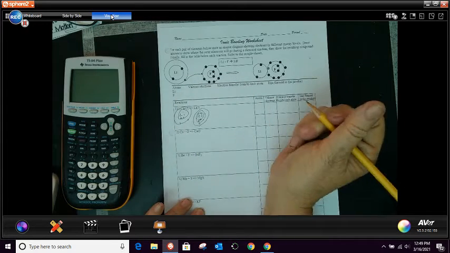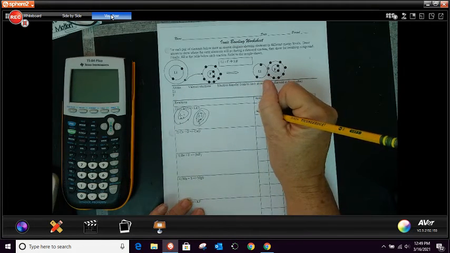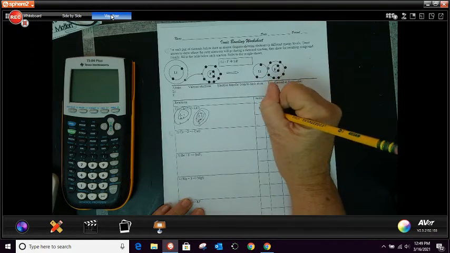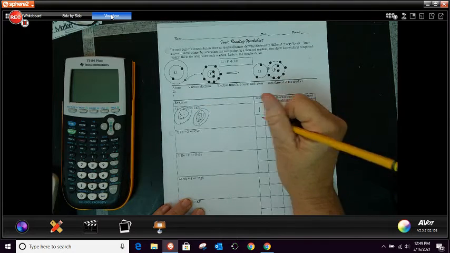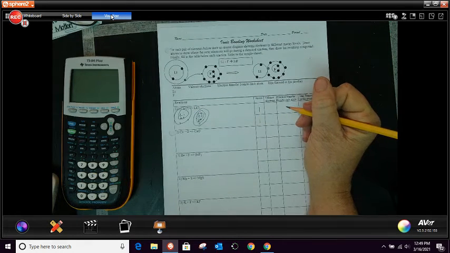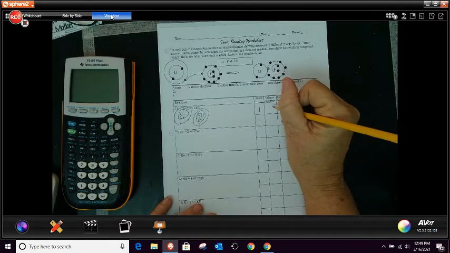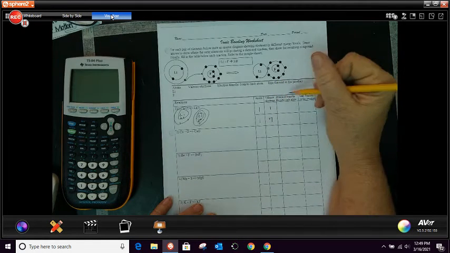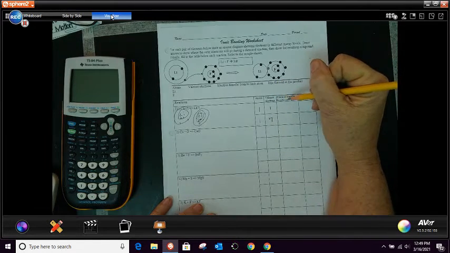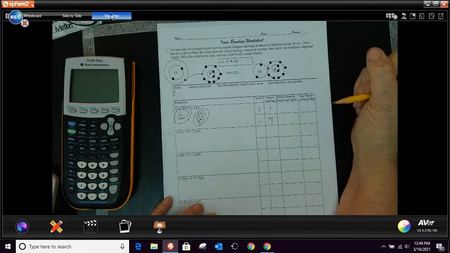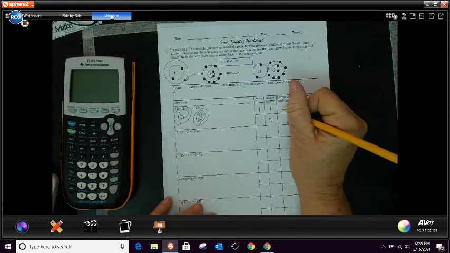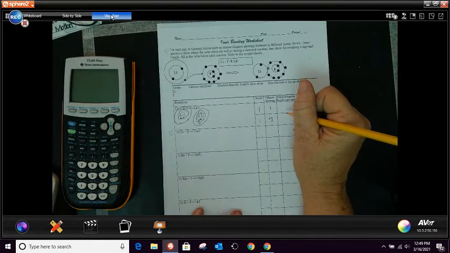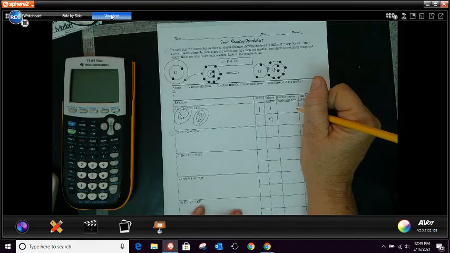Okay, so how many atoms do I have for lithium? I have 1, right? How many do I have for chlorine? I have 1. How many valence electrons do I have for lithium? 1. How many do I have for chlorine? 7. Electrons transferred to each atom. So we had one electron transfer from lithium to chlorine, right?